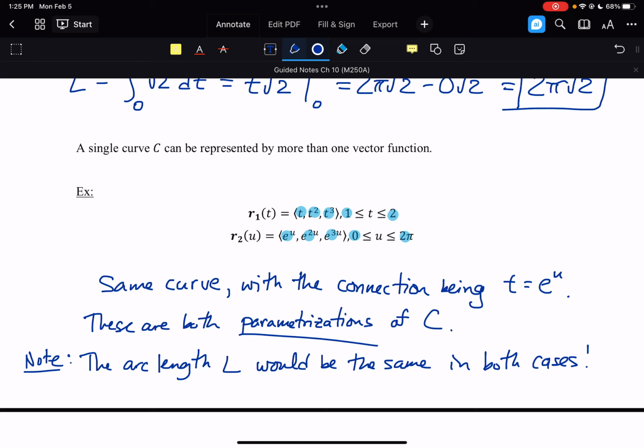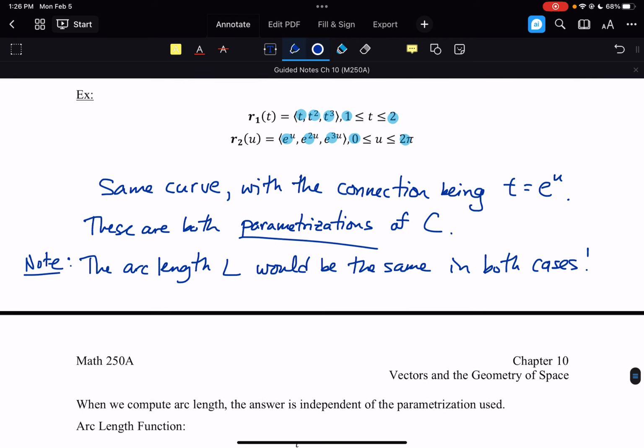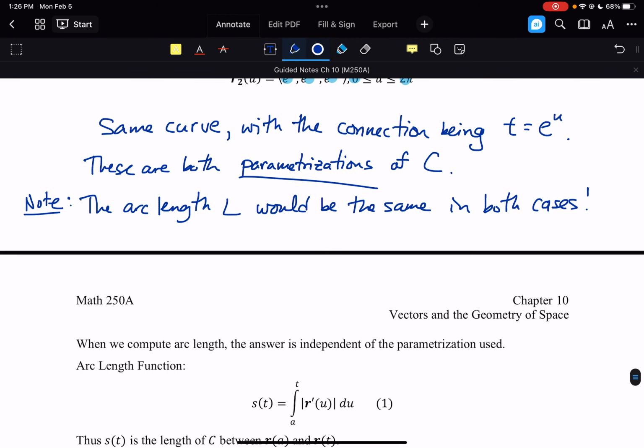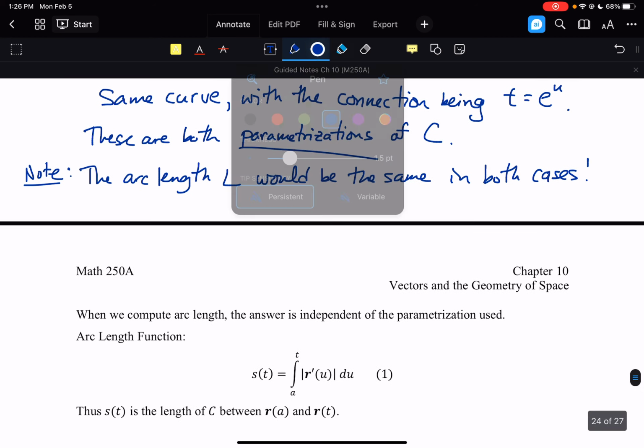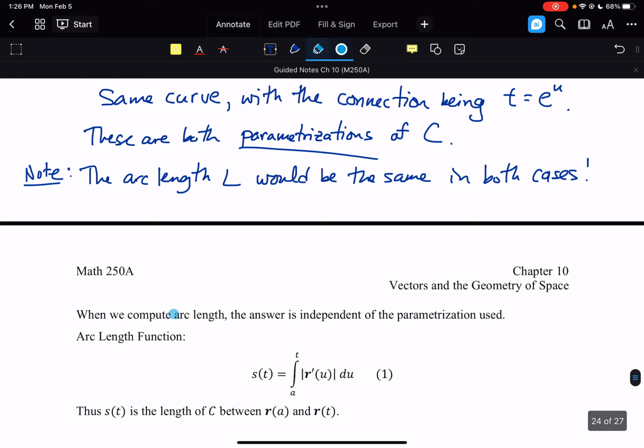So that's an important thing to take into consideration, and why arc length can be so important for us. And we're going to encounter this later on in the course as well. But the concept of arc length is so useful because arc length will be the same regardless of the parameterization used on a curve. So, like it says right here, when we compute arc length, the answer is independent of the parameterization used. So it doesn't matter how you parameterize the curve, the arc length will be the same.